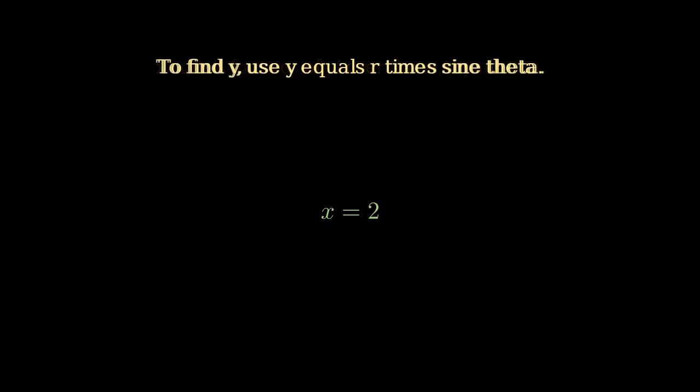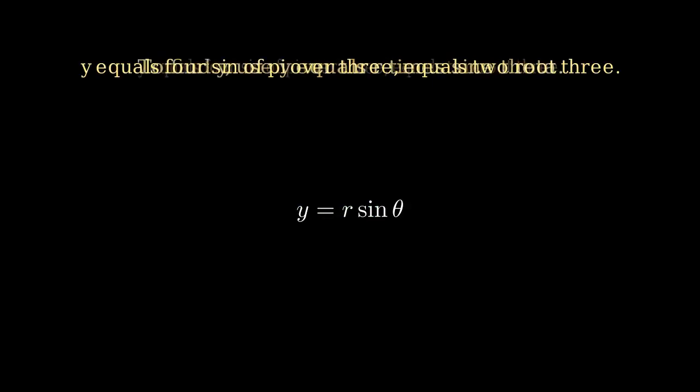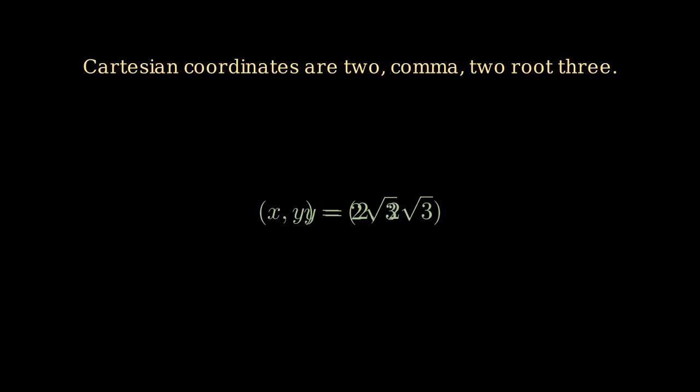To find the y-coordinate, we use the rule y equals r times sine of theta. Substituting our values, y equals 4 times sin of pi/3, which equals 4 times √3/2, giving y equals 2√3. So our point in Cartesian coordinates is (2, 2√3).